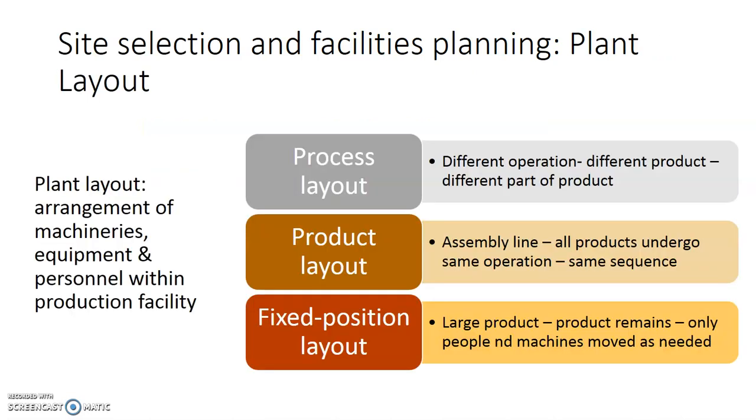In the plant layout, the layout is the arrangement of the machinery, equipment, and personnel. There are 3 layouts. The first one is process layout. This is where different operations are at different places. For example, you want to build a house. Maybe the roof is produced somewhere else, the bricks are produced somewhere else, and different products are produced at different places. So it is like a process layout.